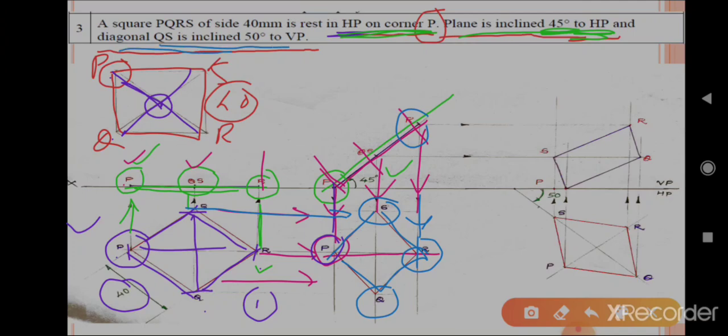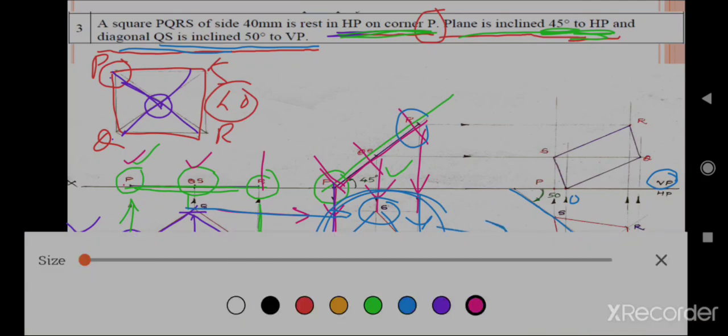QS diagonal is inclined 50 degree to VP. So draw the 50 degree line, inclined to VP. And the same view, that is the final view, top view. This view we can take here as it is.